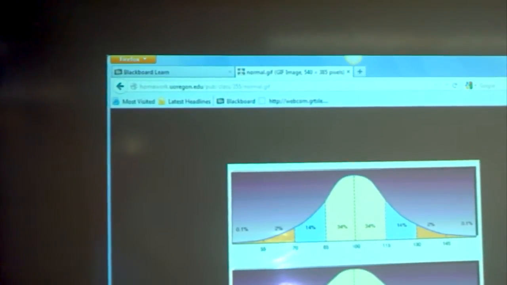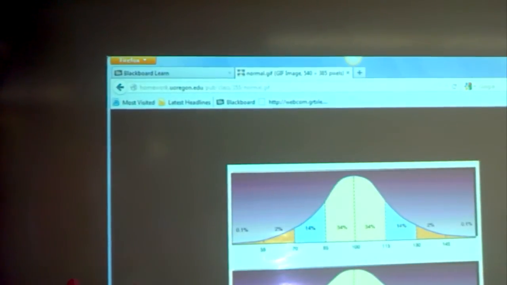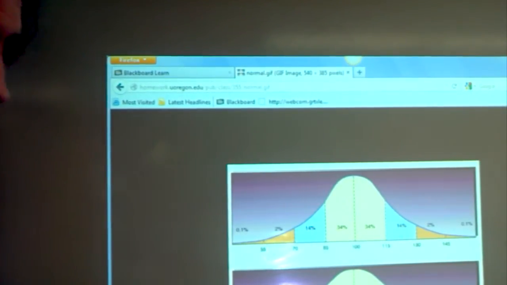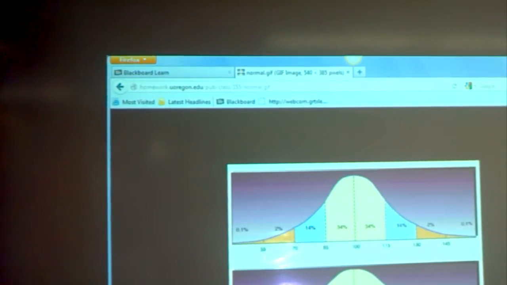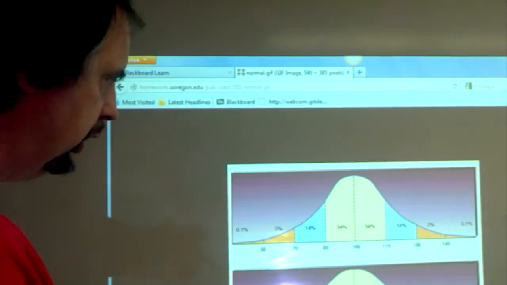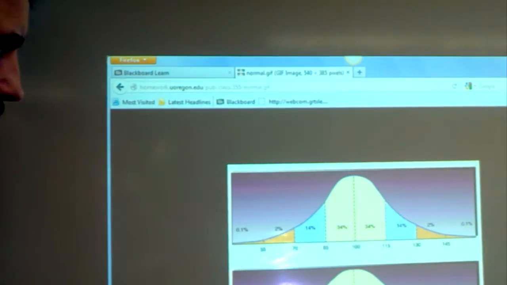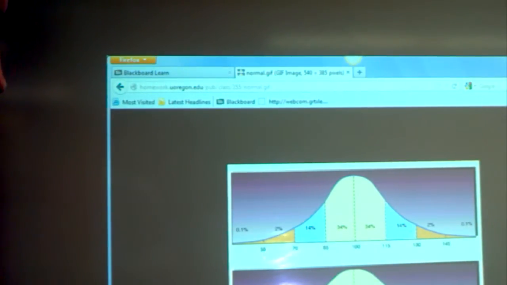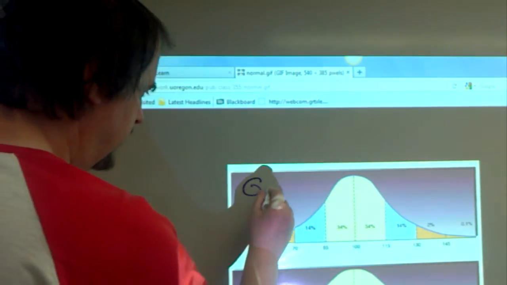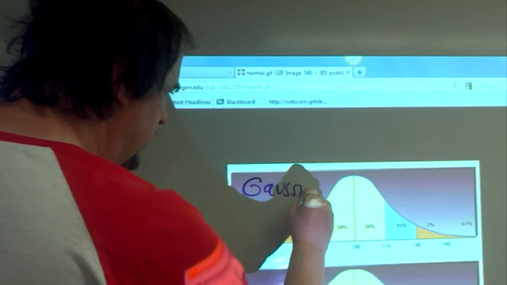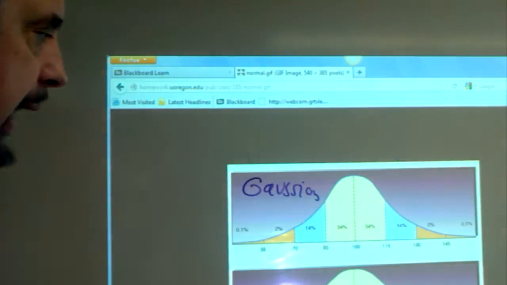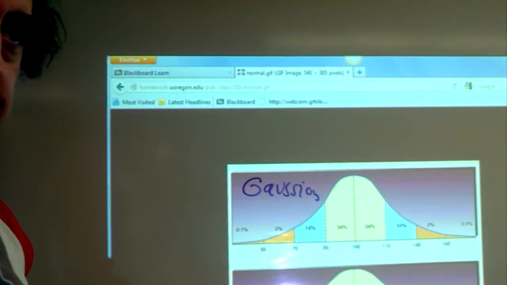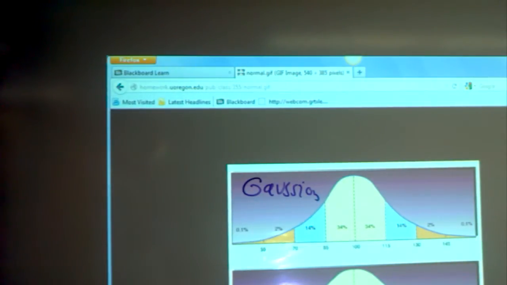Okay, so here we have some bell-shaped distributions based on some data. And this is a standard distribution. It's also called a normal distribution, or a Gaussian distribution. And it's all defined by one simple function, which we don't ever need to know.